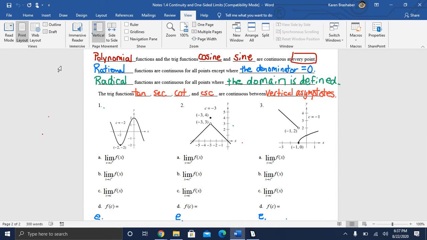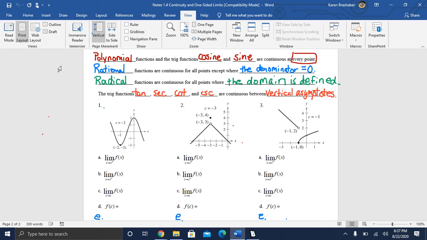So we'll continue on with our discussion about continuous functions. Some of your homework is going to just be recognition of types of functions that you have, and then stating whether or not those functions are continuous. So you'll need to be familiar with these ideas.